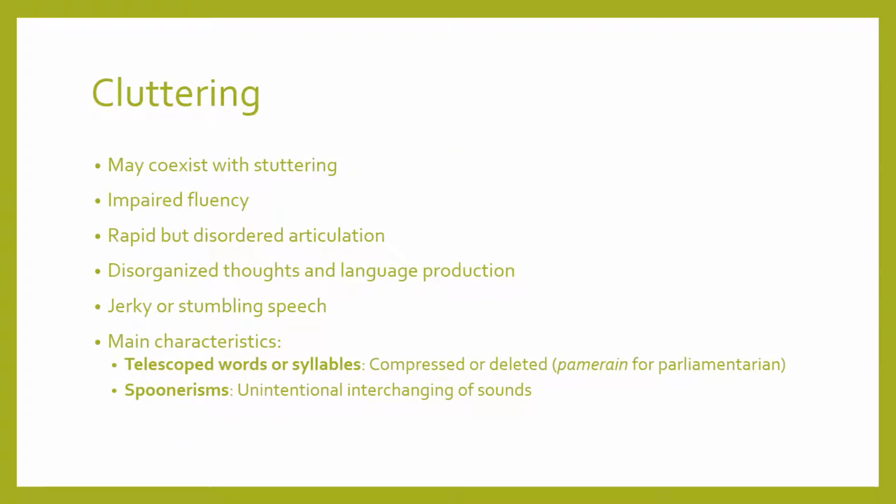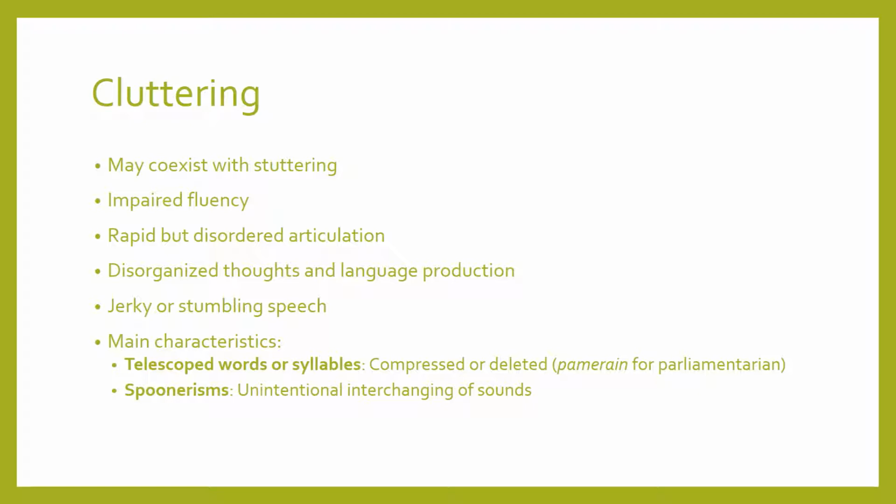All right, so we finished up on stuttering. There's also a kind of a subtype that we're going to just briefly talk about called cluttering. It's a newer thing to our field, but it's something that's kind of interesting because it can be misdiagnosed as something else. And so cluttering can coexist with stuttering, and it's essentially just impaired fluency with rapid but disordered articulation. They may also have disorganized thoughts and language production, and jerky or tumbling speech. So it's just a child that's really kind of stumbling through their words, having very choppy sentences.